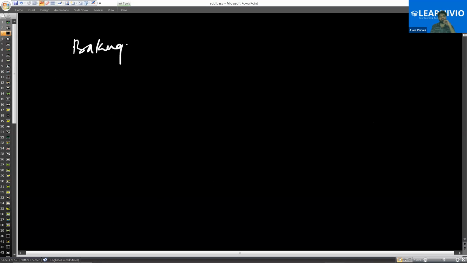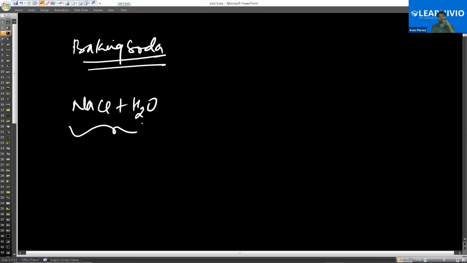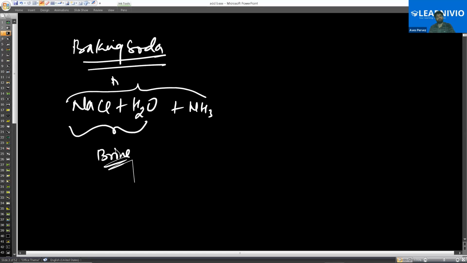How can we prepare baking soda? This we have done in detail. I'm just revising this one. NaCl plus water, what do we call this together? Brine. Okay. And after this brine, we add ammonia gas to it. Ammonia is NH3. Now this becomes ammoniacal brine.